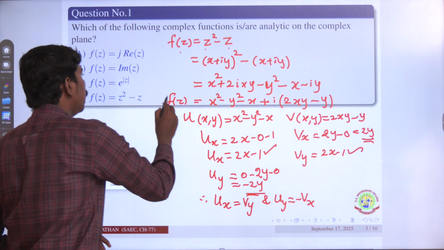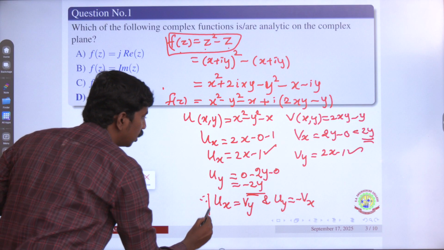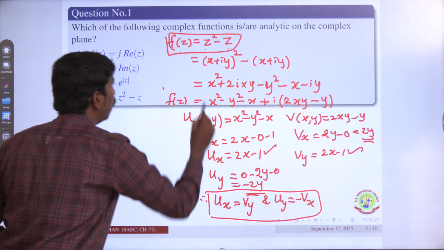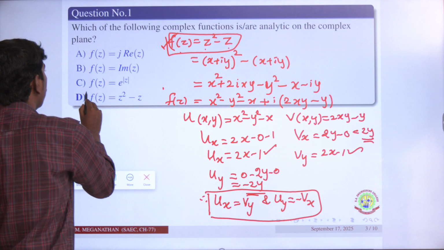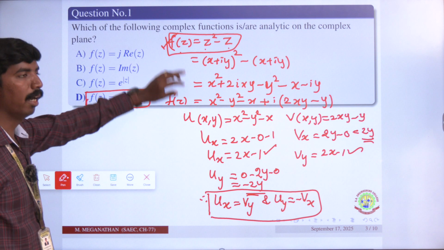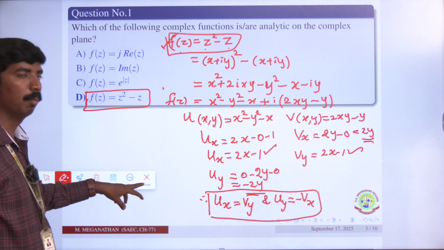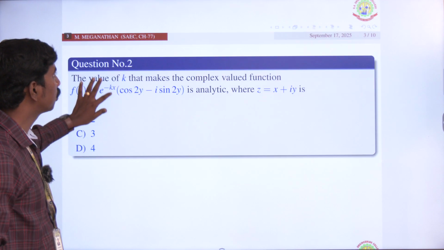So the concept is, any function f of z, if it is satisfying this CR equation, then I conclude this function f of z is analytic. So therefore the final f of z equal to z square minus z is our analytic function. So this is a simple example. Now we will go for a next example.